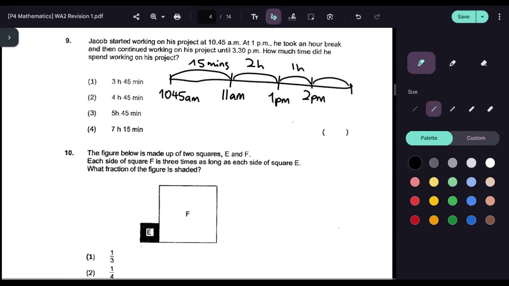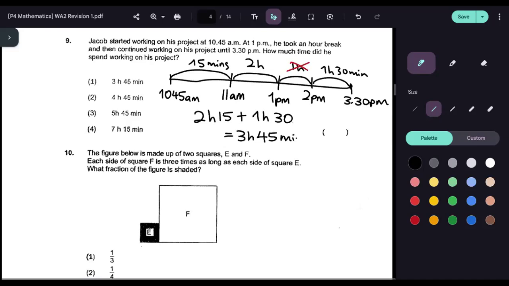2 p.m. and then 1 hour 30 minutes. Okay, because he stopped at 3:30 p.m. So this one doesn't count into the hours. So for this one, it will be just 2 hours 15 minutes plus 1 hour 30 minutes, which will give us 3 hours and 45 minutes. Answer will be 1.